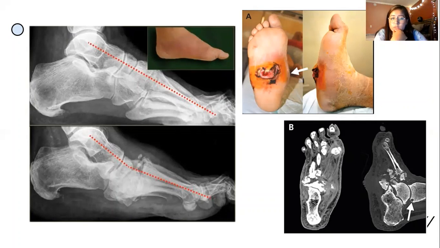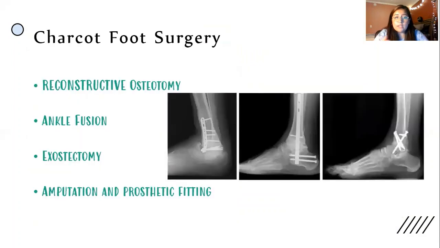But there are different reasons why. And there are also Charcot foot surgeries. There's an option called reconstructive osteotomy. Osteotomy is known as a realignment bone surgery.